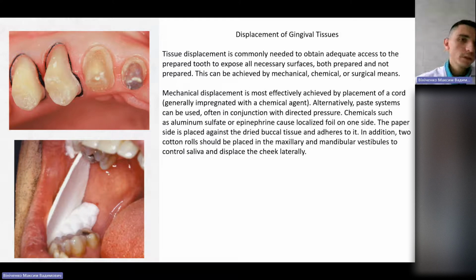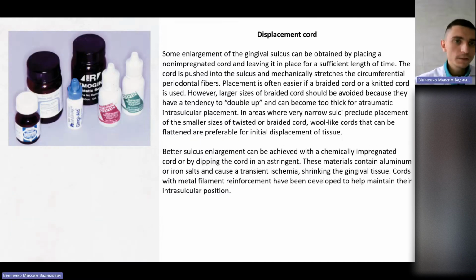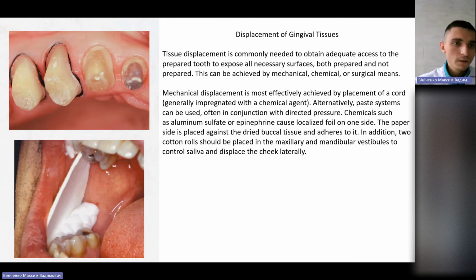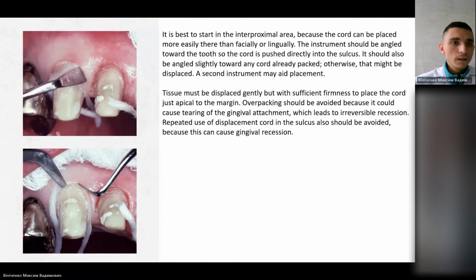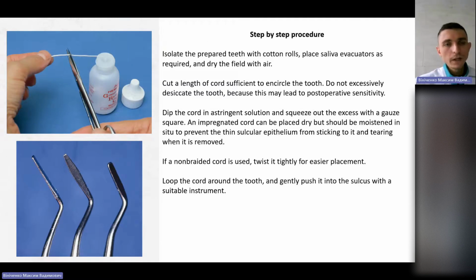Most often we use this cord to retract the gingiva. There are different sizes of this cord. We can use this cord with the chemical displacement, so we could combine it. So here is how we do it in our clinic. Isolate the prepared teeth with the cotton rolls. Place saliva evacuators as required, then dry the field with air.